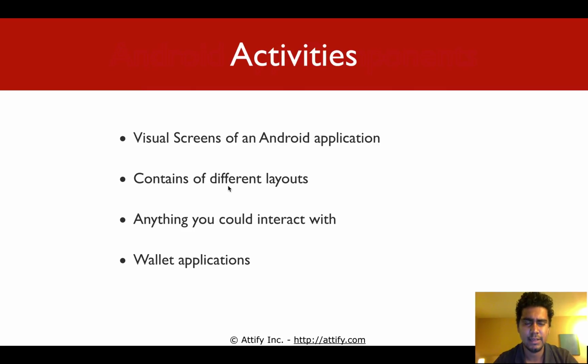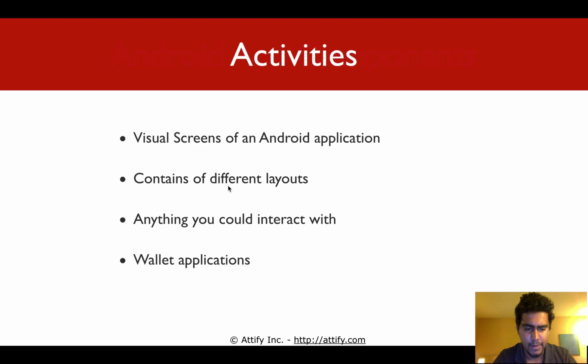So the first is activities. Activities are the visual screens of an Android application. Any screen that you interacted with in an Android application, which has an image or a text box or a button, whichever you can interact with, those are the activities of an Android application. Now, an Android application can have one activity or more than one activity if it is a nice application, right?